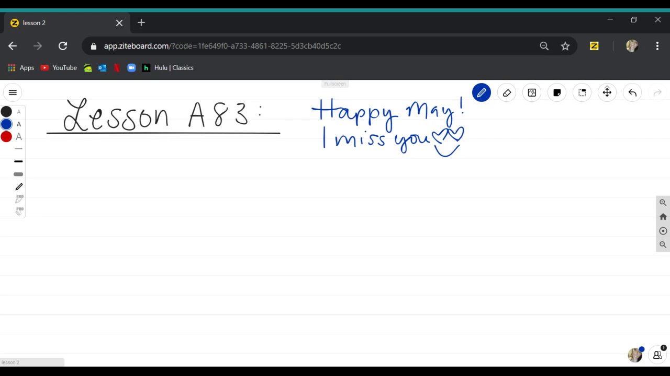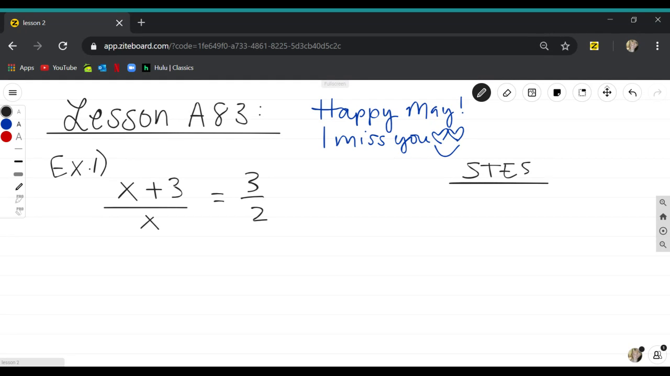And today on lesson A83 on your Saxon, we're going to be working with cross products. You guys are all pretty familiar with this. We're just going to take this to the next level. So let's go ahead and put example one, right? So x plus 3 over x is equal to 3. And I'm going to go ahead and put the steps right here that we're doing.